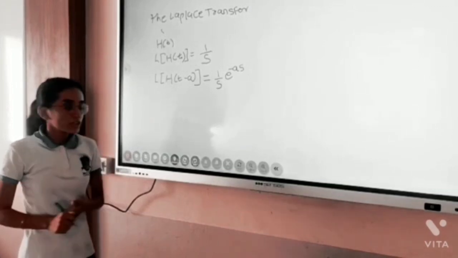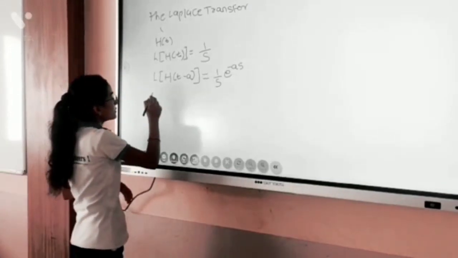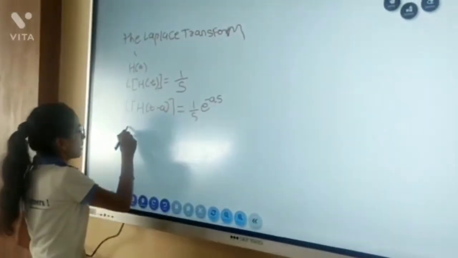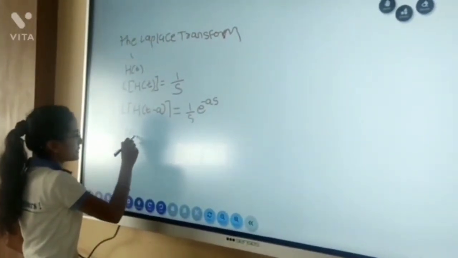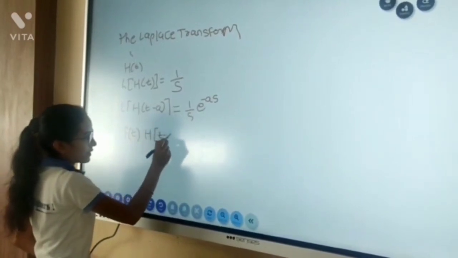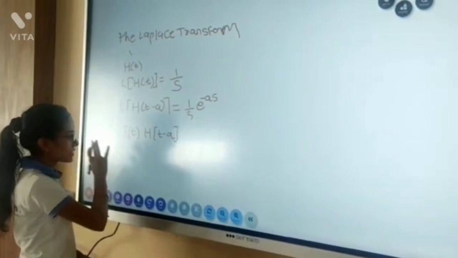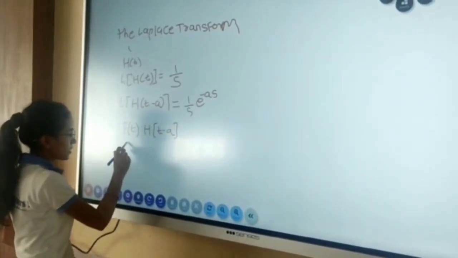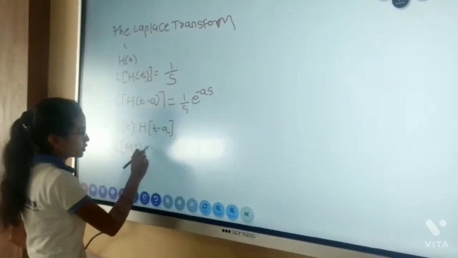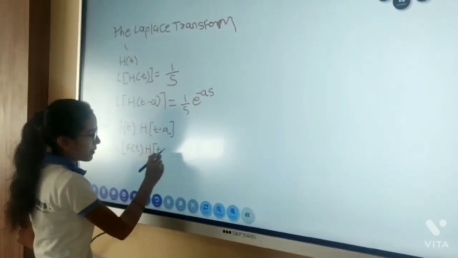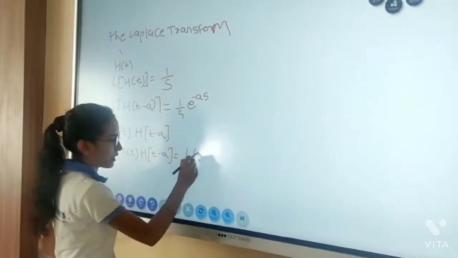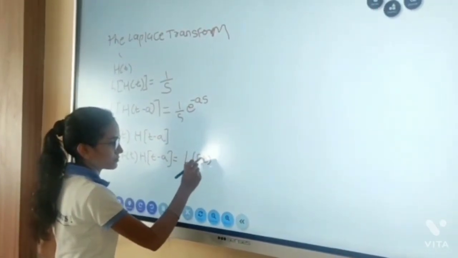Then the next function is f of t into h of t minus a. Then the Laplace transform of f of t into h of t minus a is e raised to minus a s times the Laplace transform of f of t.